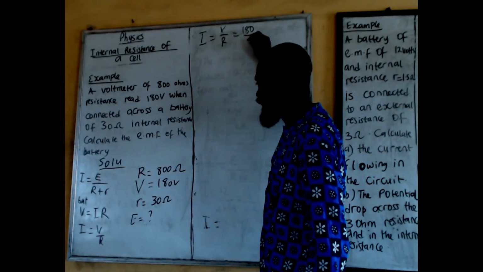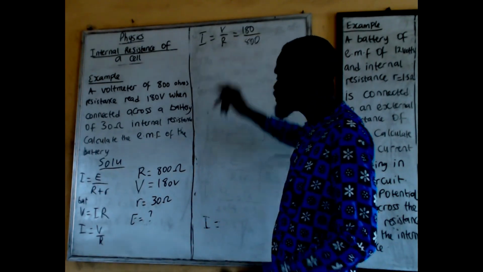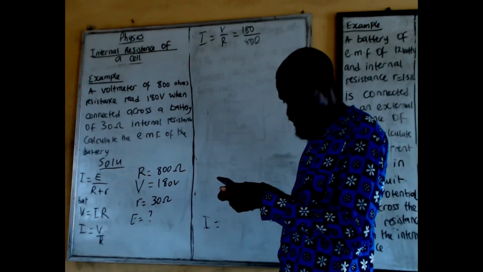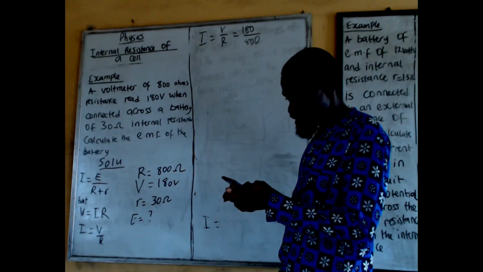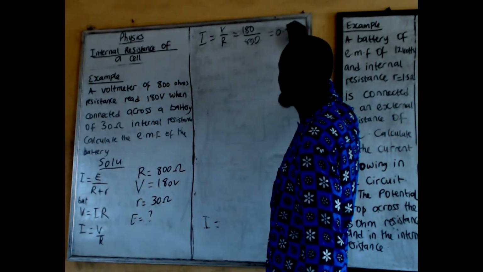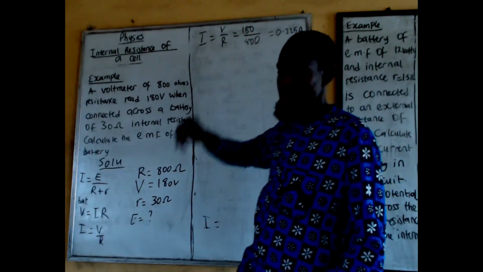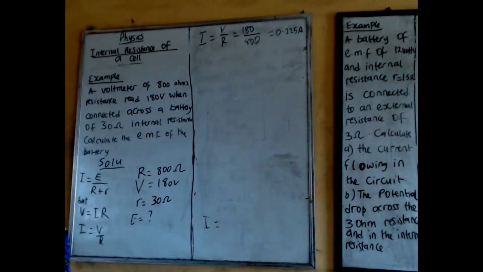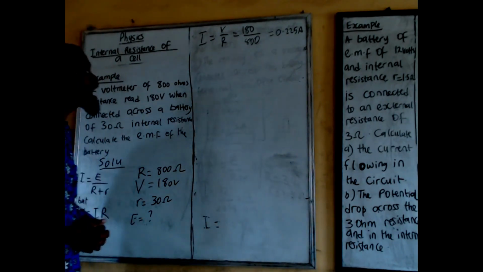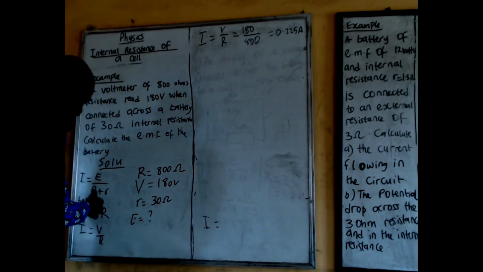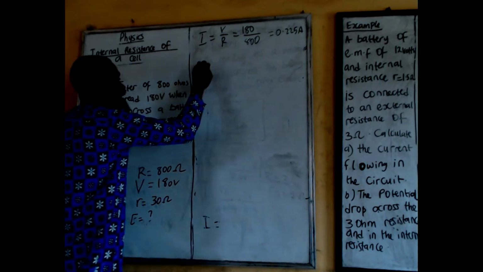Big R was 800. When you do that, it will be 0.225 ampere. Now that we have the current, you can go down to this formula where I is equal to E over R plus r.